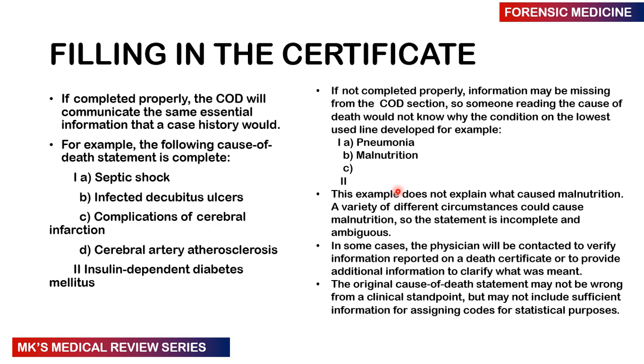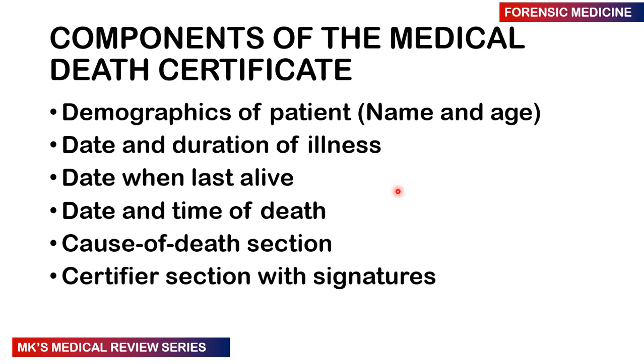So if we write the cause of death like this, it's very difficult to assign these codes when we're doing the death registration. So what are some of the components of the medical death certificate? I think I already went through this when I showed you an image. We have the demographics of the patient, the name and the age, the date and duration of the illness, the date when they were last alive, the date and time of death, the cause of death section, and of course the certifier section with signatures, which is at the bottom.